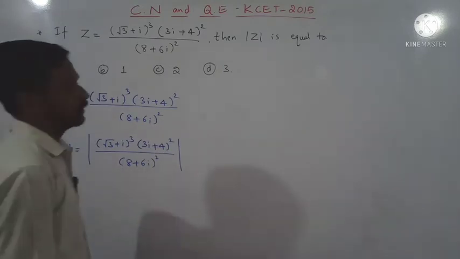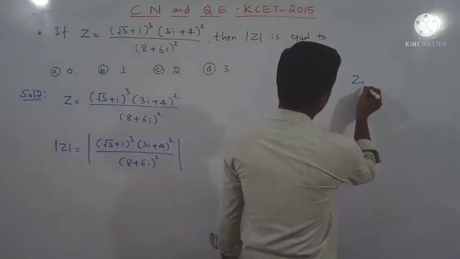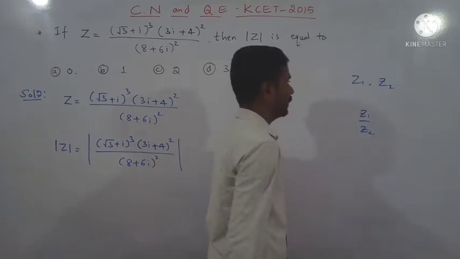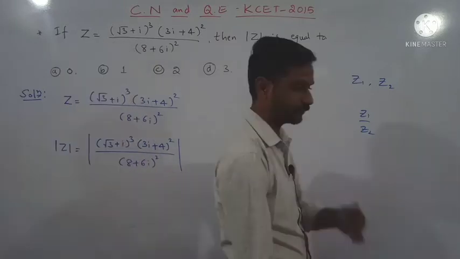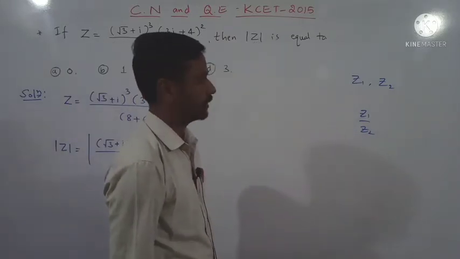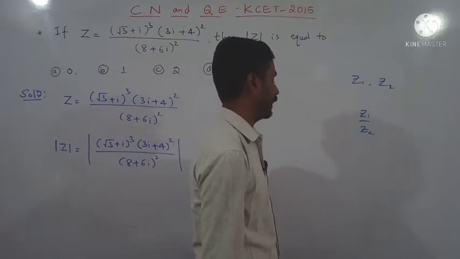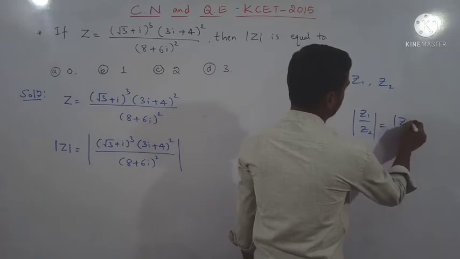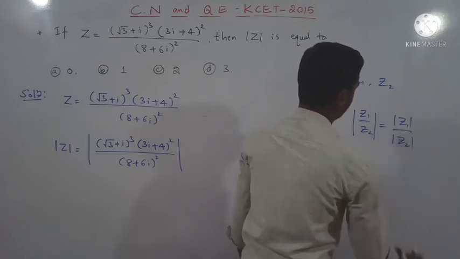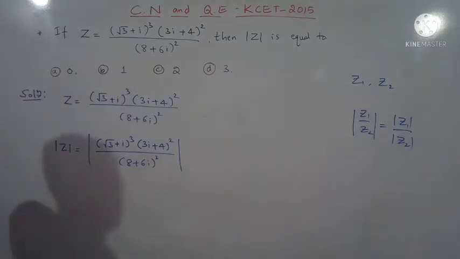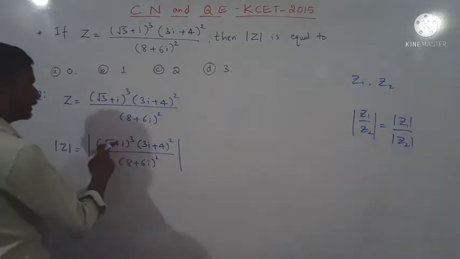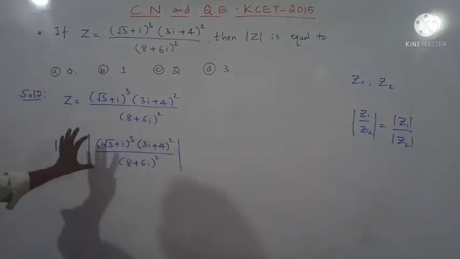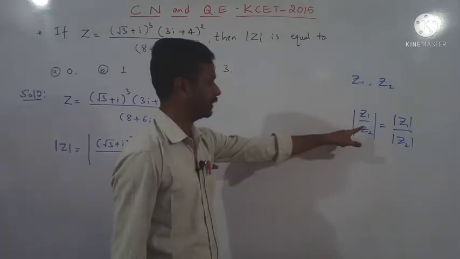If z1 and z2 are two complex numbers in the form z1 divided by z2, let us consider two complex numbers z1 and z2, and the modulus of z1 divided by z2 is given by mod z1 divided by mod z2. So here also the numerator is a complex number and the denominator is also a complex number. It means that this term is in the form of z1 divided by z2.